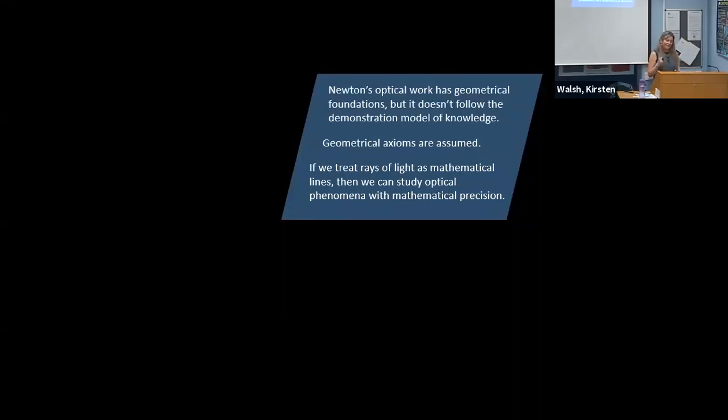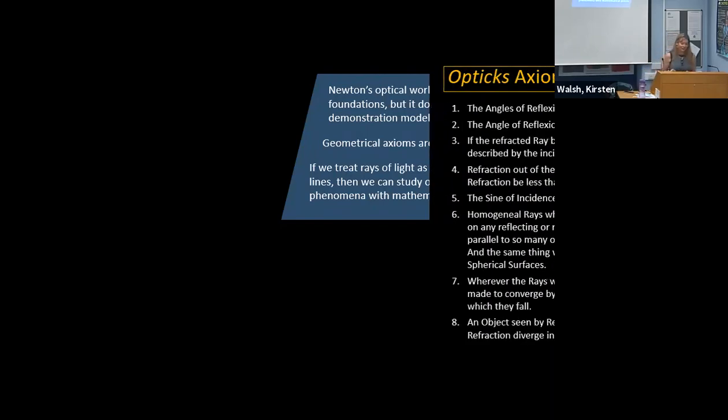If you're doing physical optics, you're treating your light physically, and what you're interested in is the nature of that light, how it's moving through space, and it's at that point that you start being interested in color. So what Newton does is he combines the two of them in a really effective way. So he takes his geometrical axioms, and what he shows is that if we treat rays of light as mathematical lines, then we can study optical phenomena with mathematical precision. But what he does new is he shows us that we can treat color with mathematical precision as well.